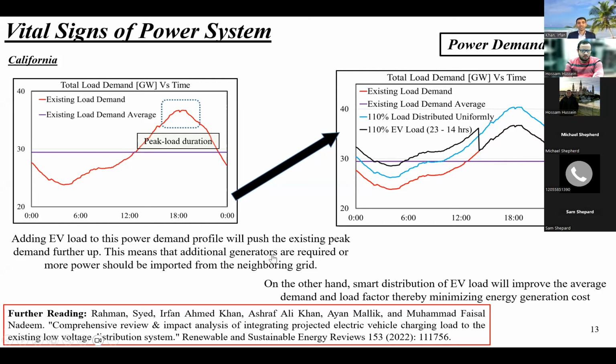Adding EV load to this power demand profile will push the existing peak demand further up. This means additional generators will be required, and more power should be imported from the neighboring grid. On the other hand, if we distribute EVs smartly during off-peak time, it will improve the overall profile of the grid. These results came from this paper, so you can go ahead and read it.